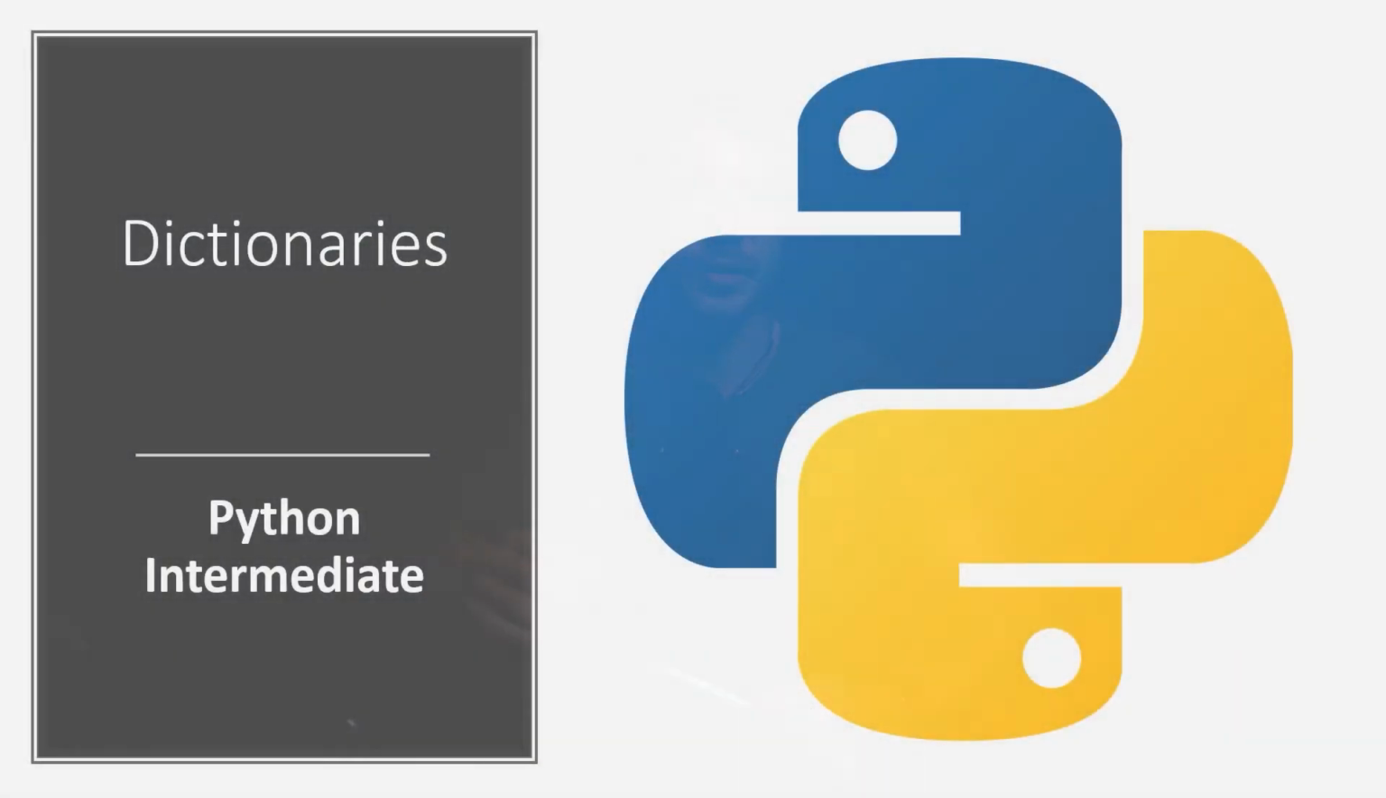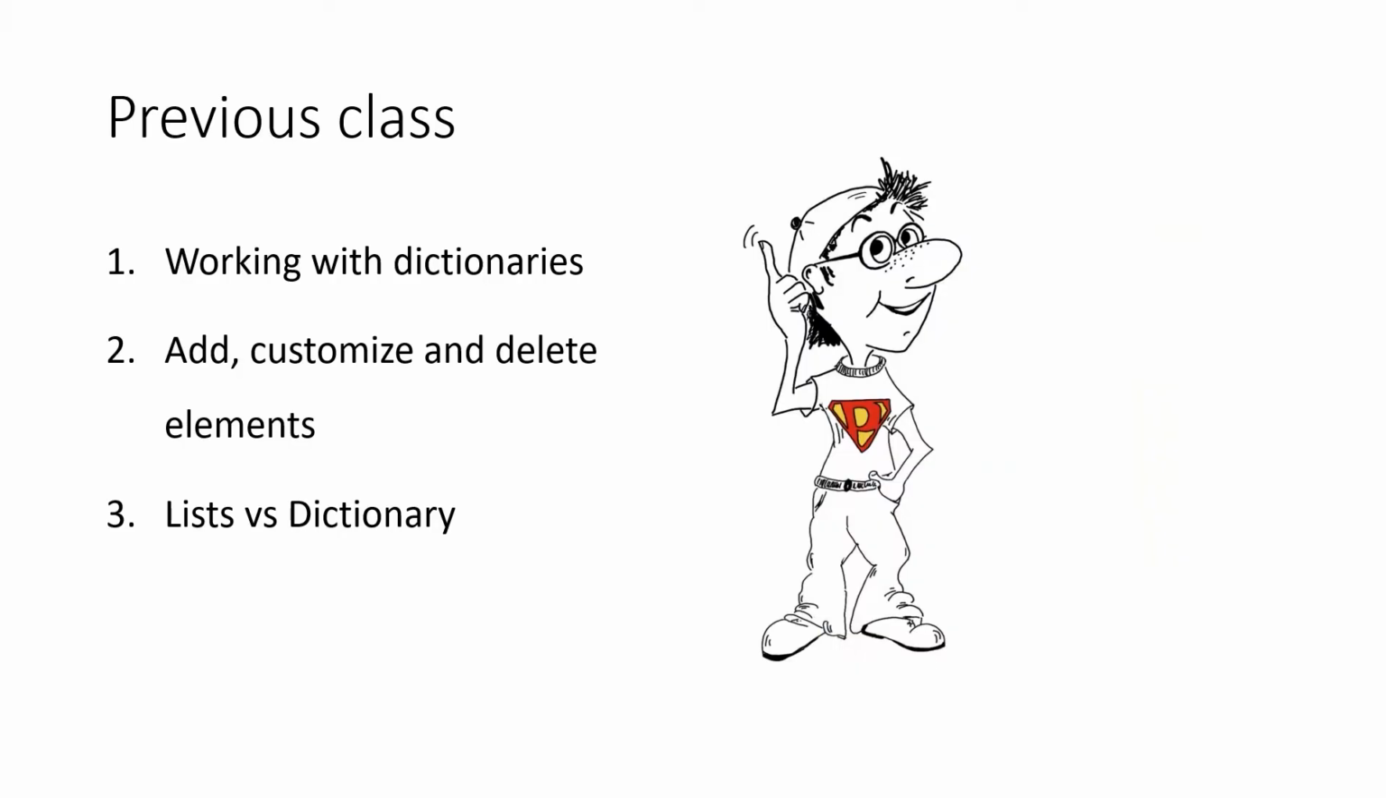Today we have our second lecture and also last lecture about dictionaries. In the previous class we started working with dictionaries and how they actually are structured. Then we did adding, customizing and deleting of single values or elements within an index and also deleting the according key in our dictionary. And in the end, we had a little side-by-side comparison of lists versus dictionaries.